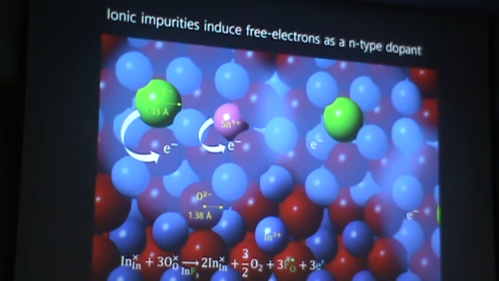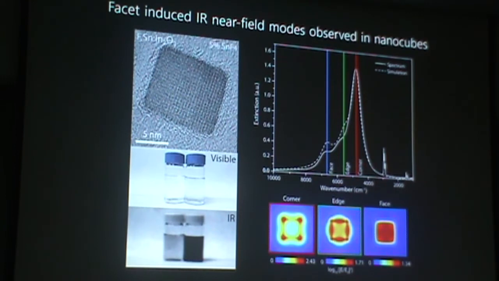So how can we procreate these free electron carriers? We can borrow a strategy from the semiconductor industry where we use N-type dopants within a nanocrystal lattice. For example, in the case of indium oxide, we can dope fluorine or tin within the lattice of the nanocrystal and procreate such free electron carriers. For the synthesis, we can synthesize nanocrystal cubes of fluorine, tin co-doped indium oxide. As you can see, it's quite transparent as a dilute ink dispersed in hexane. But if you look at it with an infrared camera, you can see very intense absorption occurring.